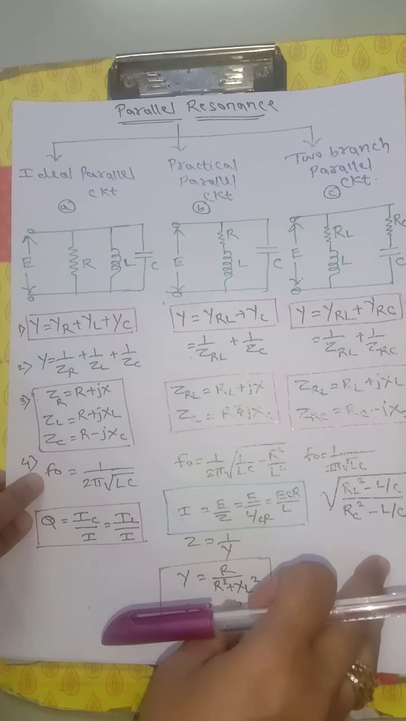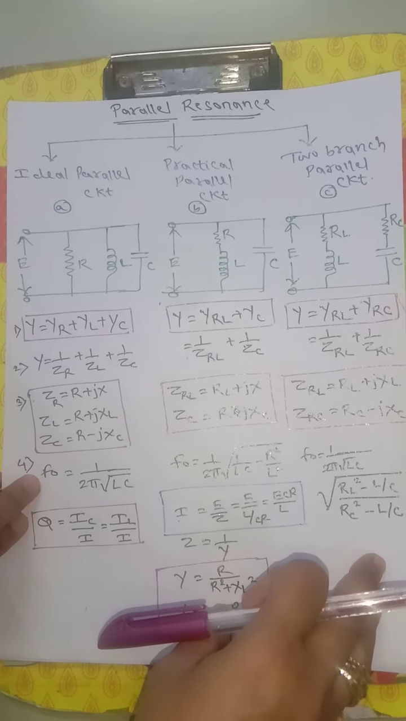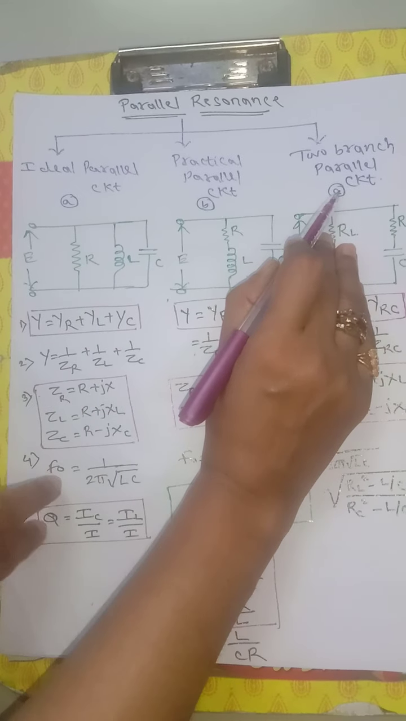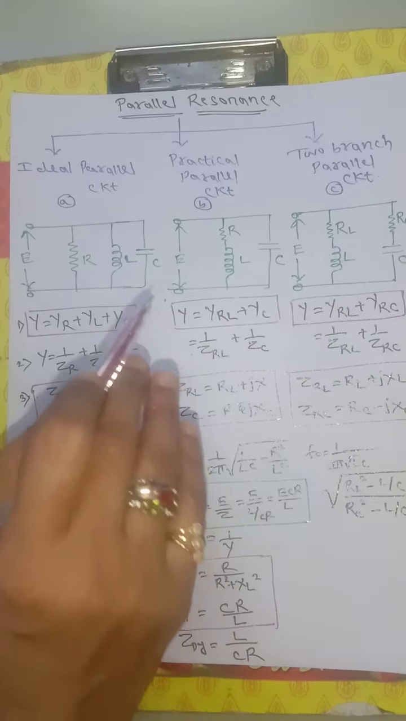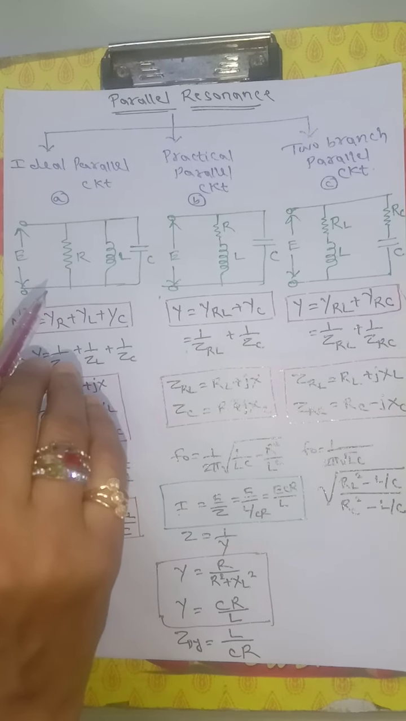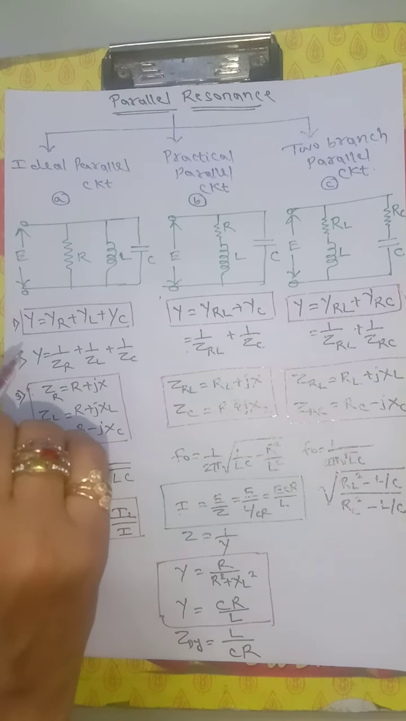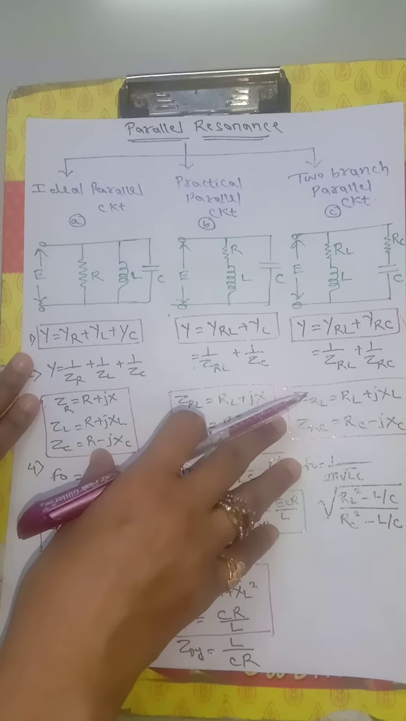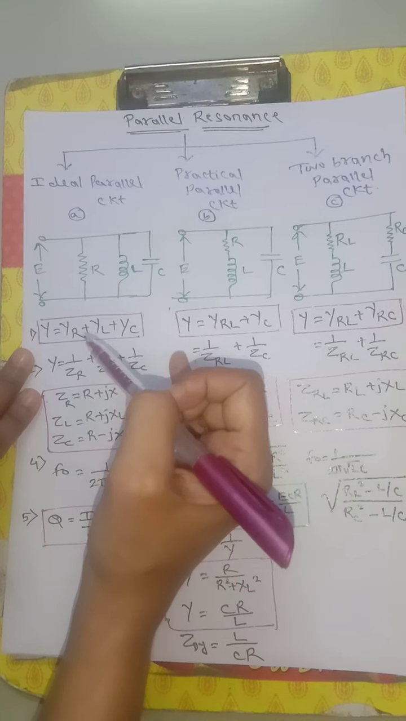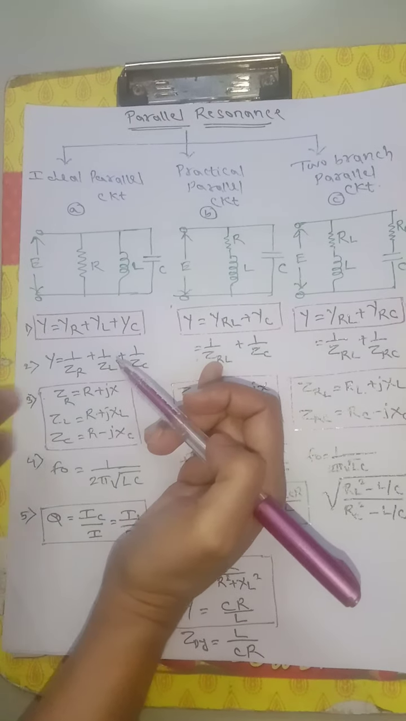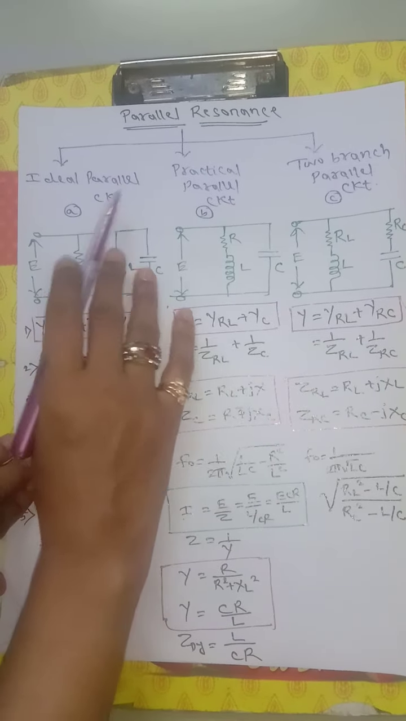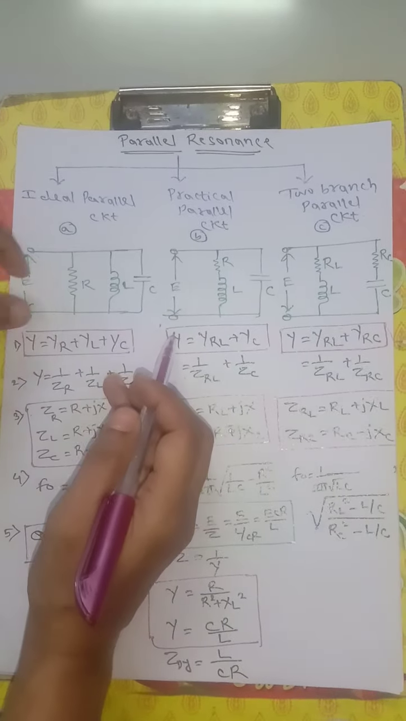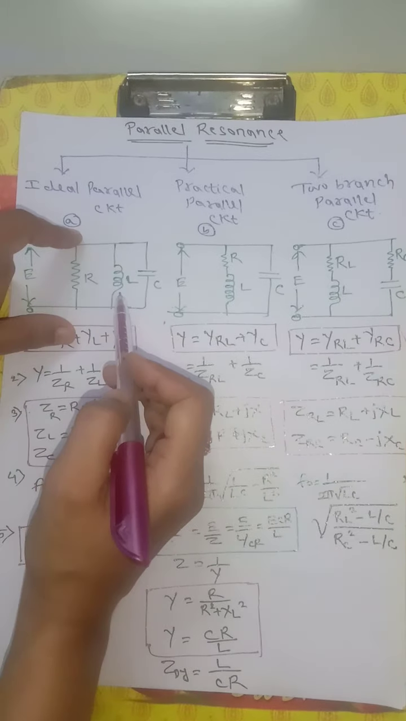So what are the three classifications of parallel resonance? One is known as ideal parallel resonance, the second is practical parallel resonance, and the third is the two branch parallel resonance. In the series case only a continuous circuit is there, the R, L, C are connected in series and there is continuous flow of current in the closed loop. But in parallel resonance circuitry the components will be connected in three ways: first the ideal case, second the practical, and third the two branch. In the first case, R is connected directly, L is connected directly, and C is connected directly.